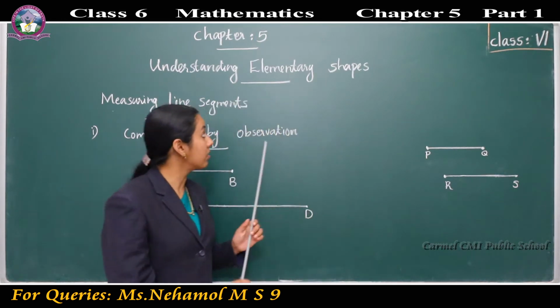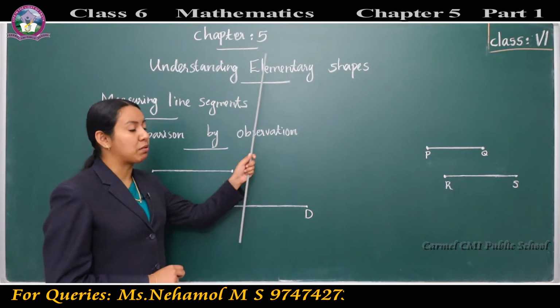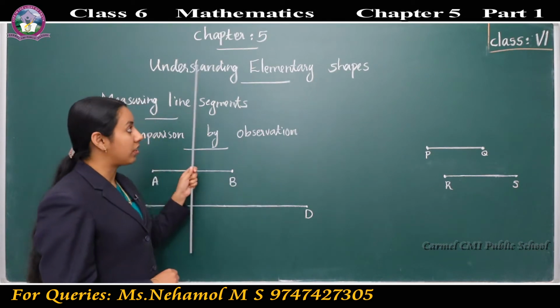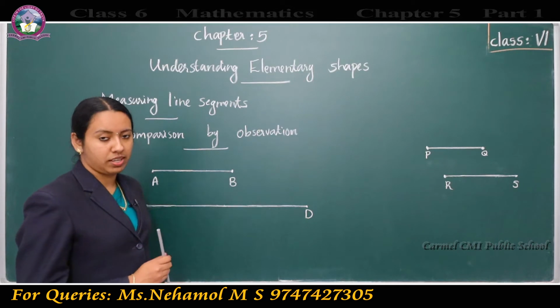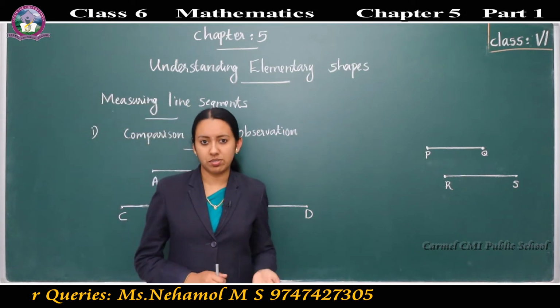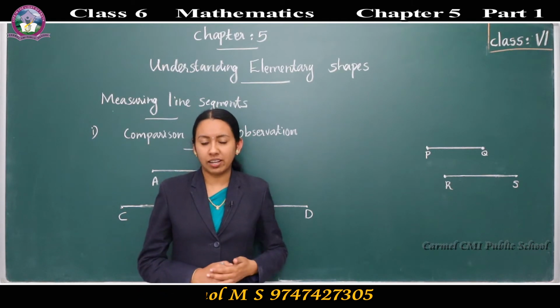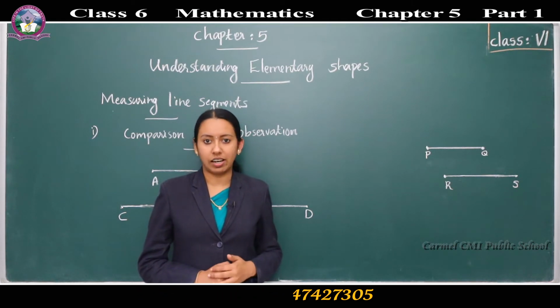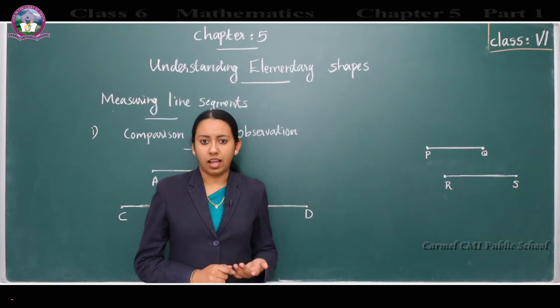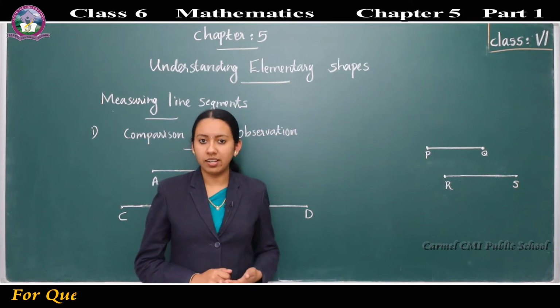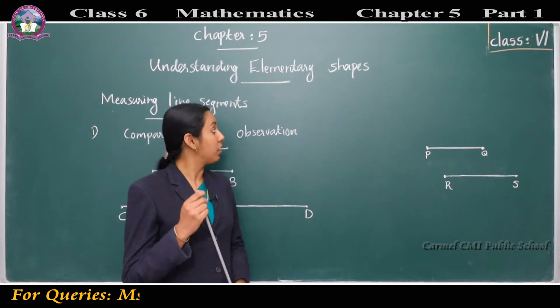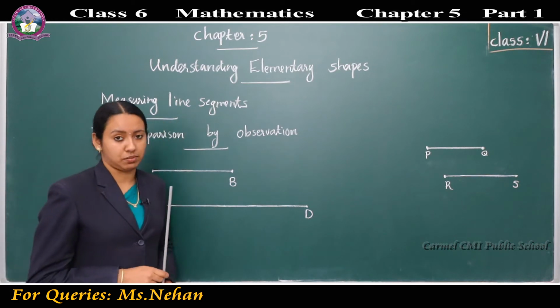Today we are going to study class 6 mathematics chapter 5. The name of the chapter is Understanding Elementary Shapes. In this chapter we are going to study some more things about line segments, then polygons such as triangles and quadrilaterals, then angles, different types of angles, etc. First one, measuring line segments.